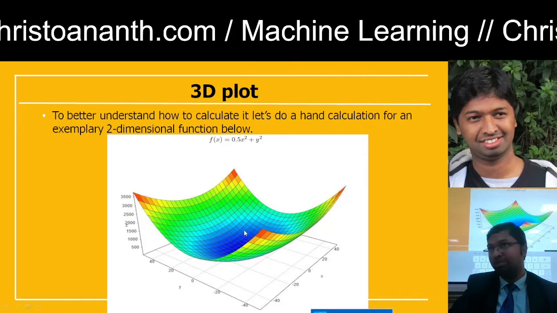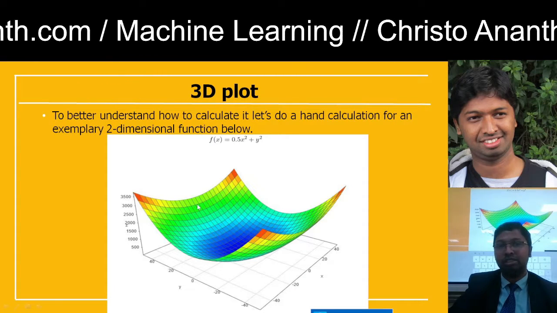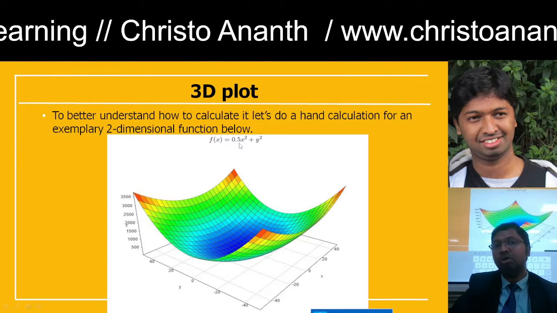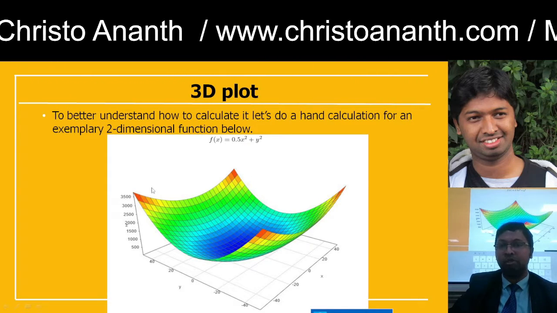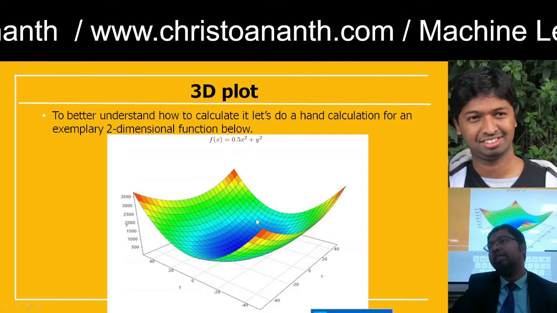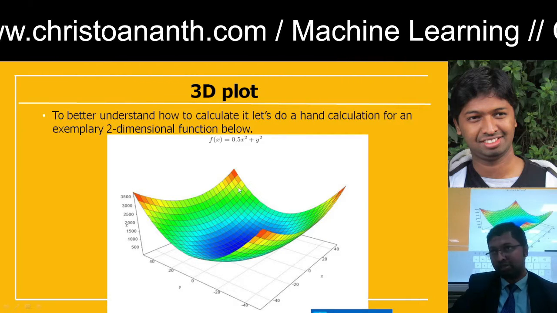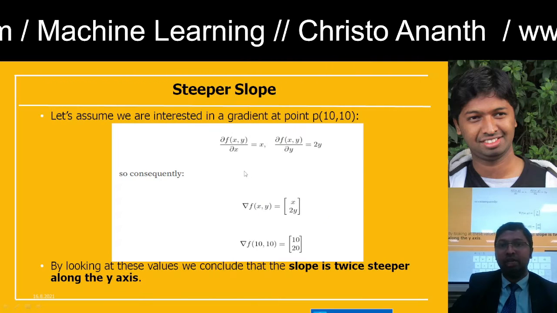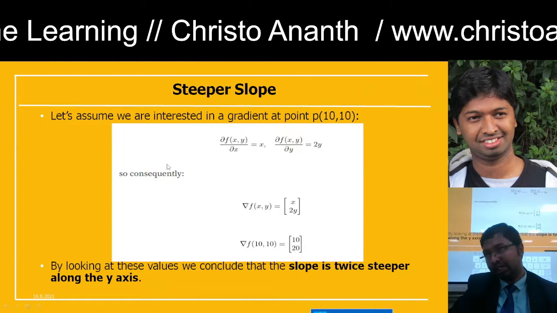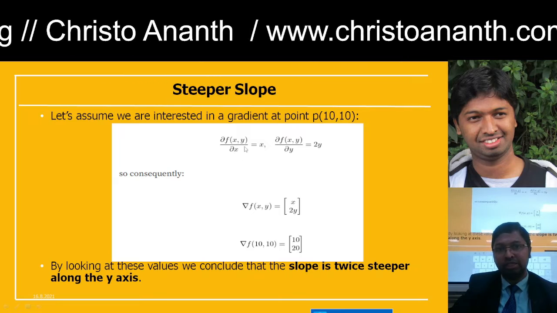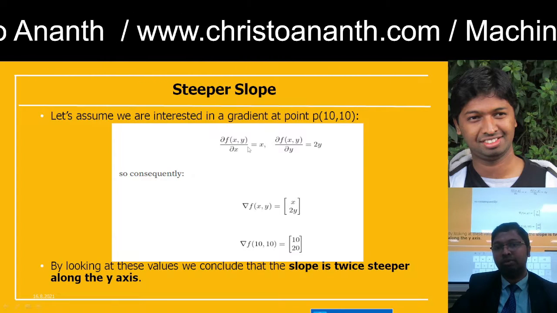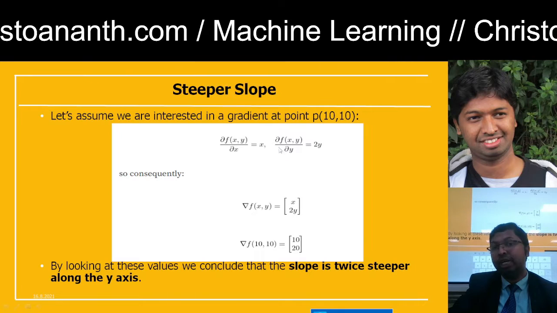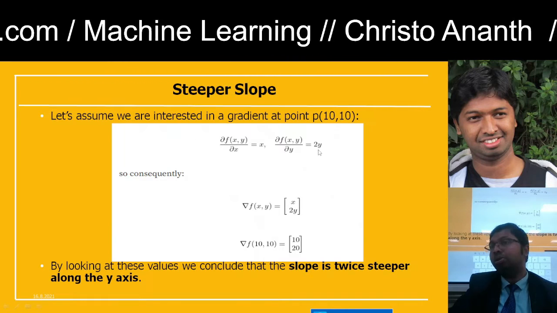This is the 3D plot. To better understand, we can do a hand calculation. This is the function f of x, y is equal to 0.5 x square plus y square. For this one, you will be getting the gradient of this order, and then we'll have a steeper slope. So let us assume we are interested in this gradient: dou f of x comma y by dou x is equal to x, and dou f of x comma y divided by dou y is equal to 2y.